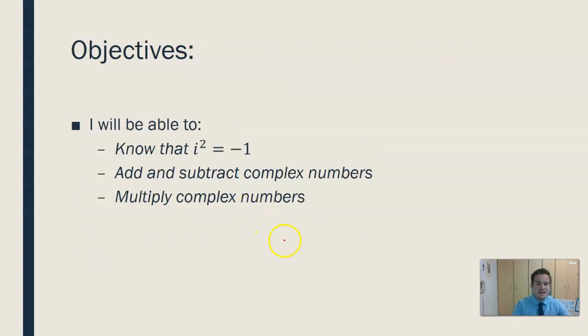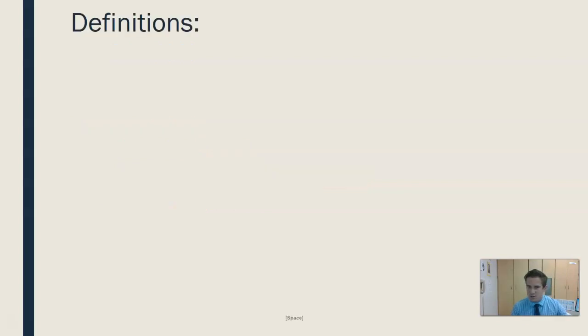So objectives, by the end of this video, by the end of this lesson, this is what I hope that you're able to do. I hope that you know that i squared is equal to -1. If you forgot what that means, we'll discuss it. I want us to be able to add and subtract complex numbers and multiply complex numbers. And at the end of this video, I'll go over a couple extra challenge objectives, but we'll get to those when we get to those.